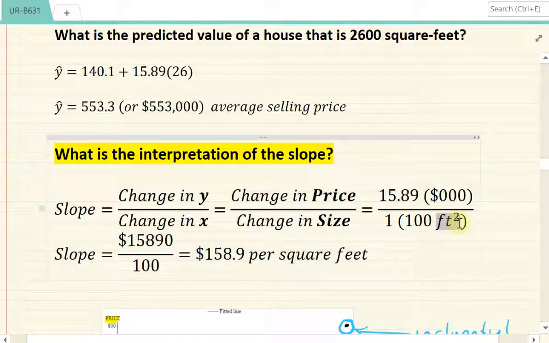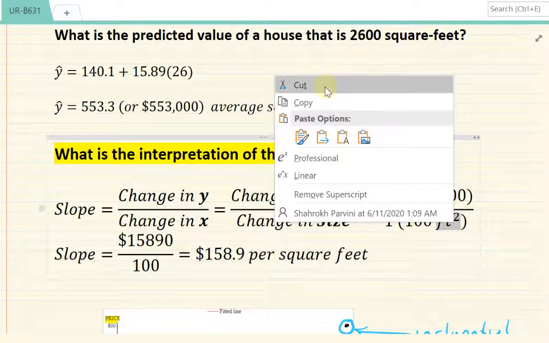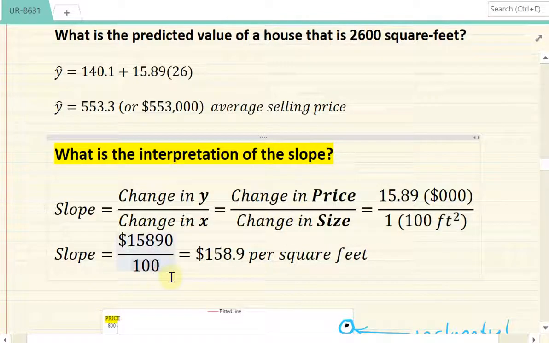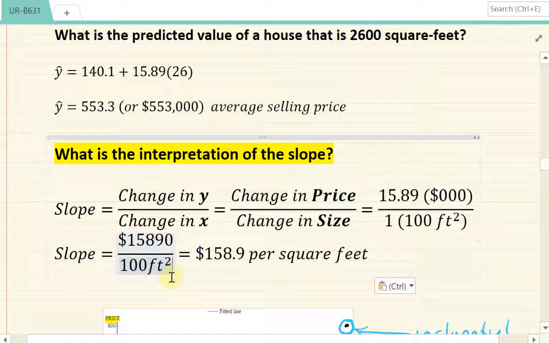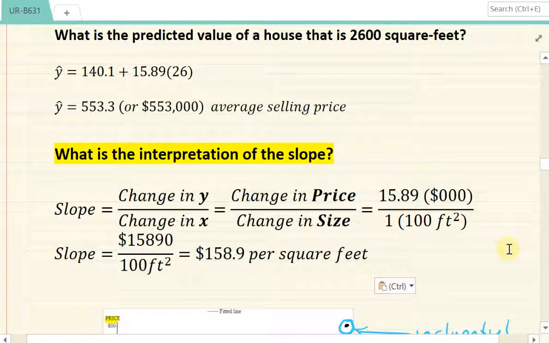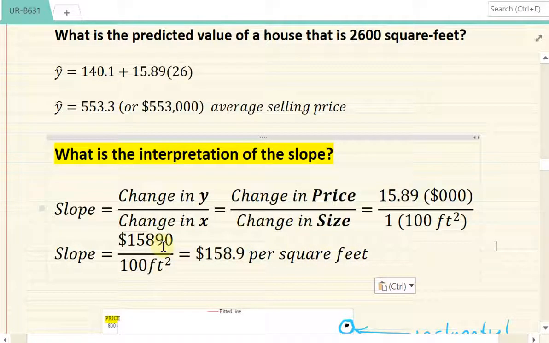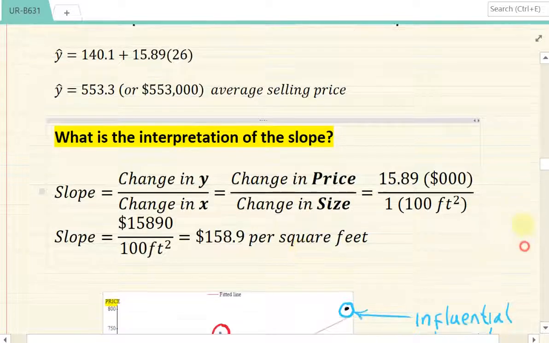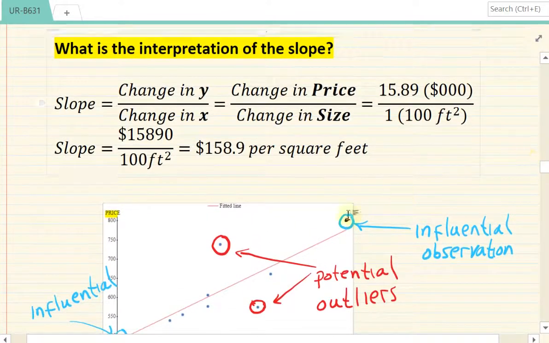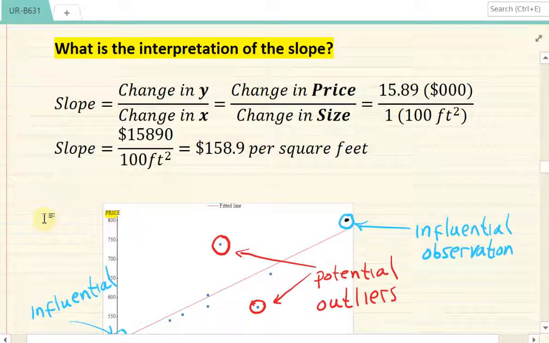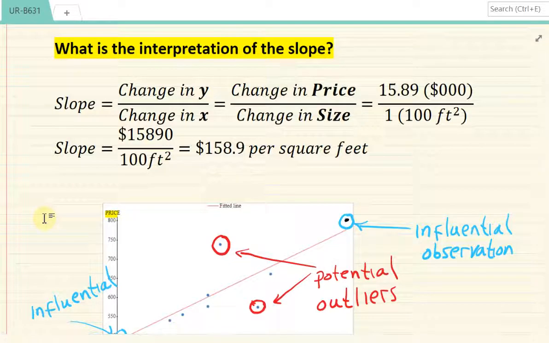In fact, while you're here, I'm going to copy and paste it there. So there you go. Now that's more descriptive, isn't it? So it's $15,890 per 100 square feet, which reduces down to price per square feet. See, that's meaningful information, isn't it? A lot of times you want to know what's the price per square feet. So let's say that's in Phoenix, Arizona, in San Diego, whatever that might be. Could be, I don't know, $300 per square feet, $400, $500, $600, depending on the location.